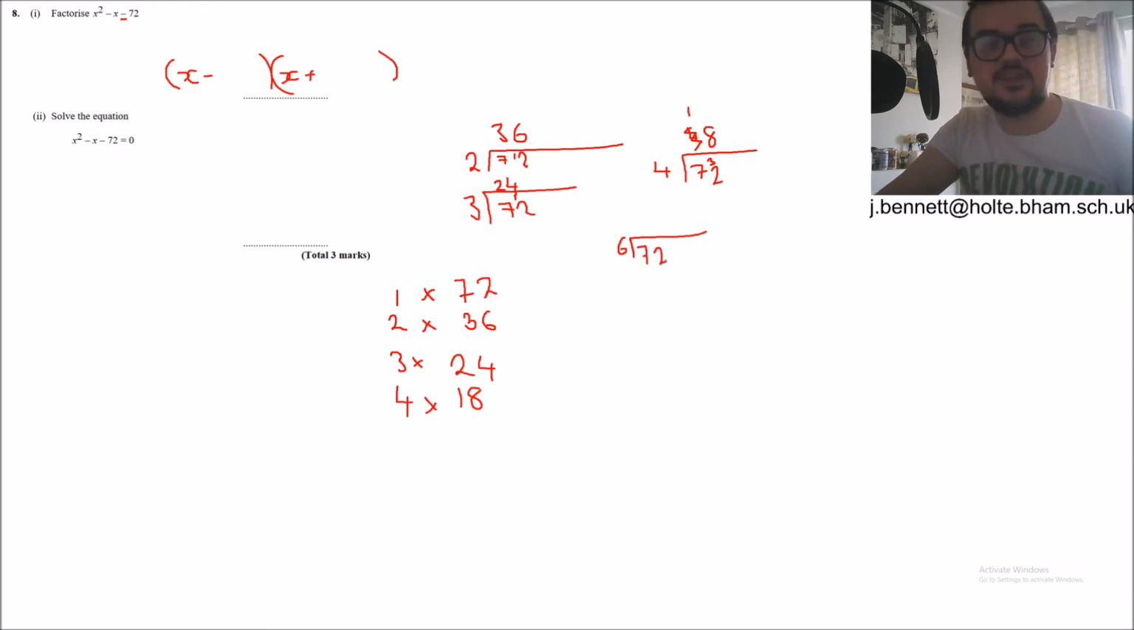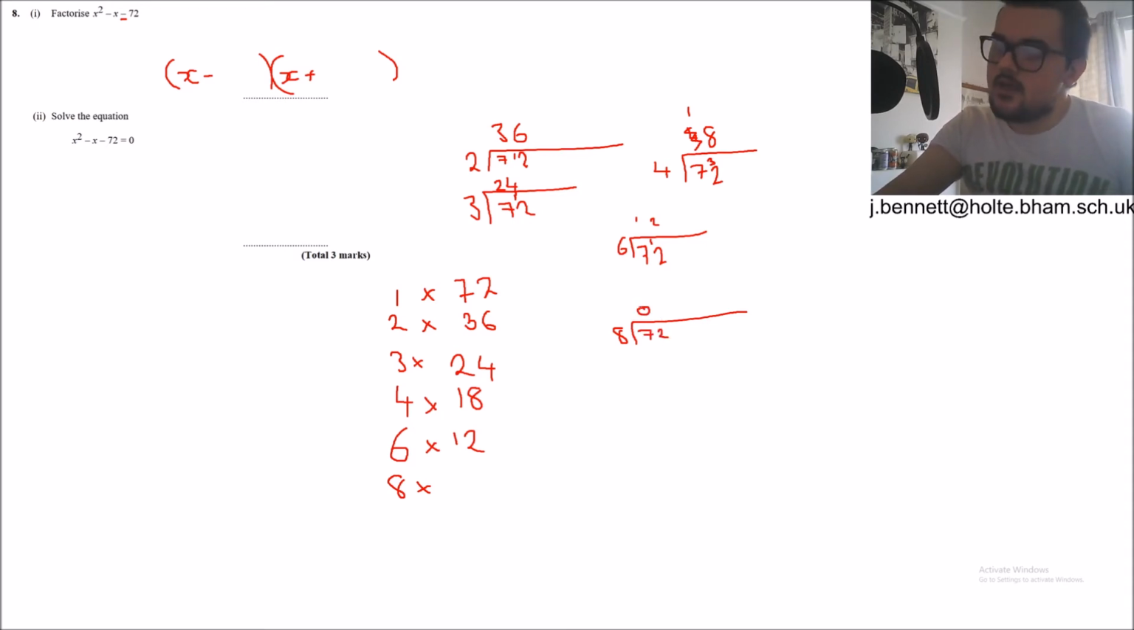How many 6's going to 7? 1. Remainder 1. How many 6's going to 12? 2. 6 times 12. 7. It's not 7. 8. Let's look at 8. 8 into 72. How many 8's going to 7? 0. How many 8's going to 72?